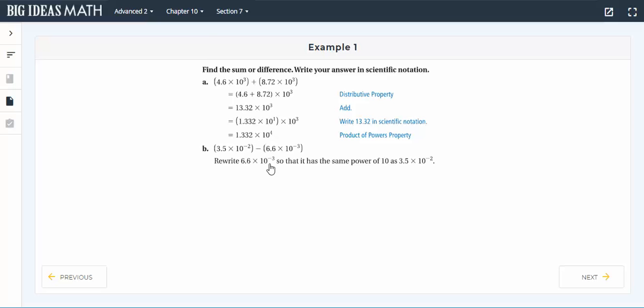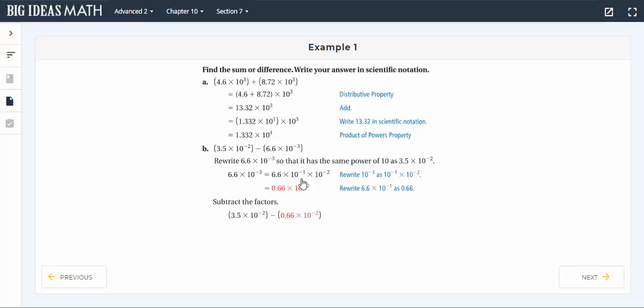So we're going to rewrite 6.6 times 10 to the negative third so that it has the same power of 10 as 3.5 times 10 to the negative second. It doesn't have that same number right now. So I can rewrite it as 10 to the negative first times 10 to the negative second. So when I actually do the rewrite, I've got 0.66 because that will make that this. So then I'll subtract the factors of 3.5 minus 0.66 because now they're the same base and exponent.